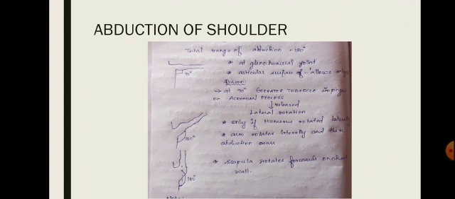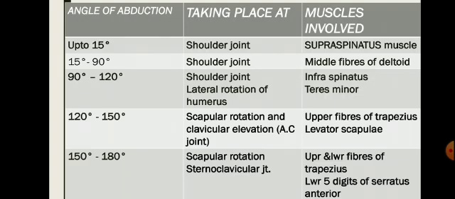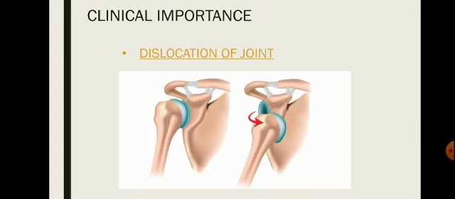2:1 ratio in abduction. For elevation of 15 degrees, the humerus moves 10 degrees and the scapula moves 5 degrees. This is what movements, and now we will get into the clinical importance. The most important clinical condition that we often come across is dislocation of the shoulder joint.